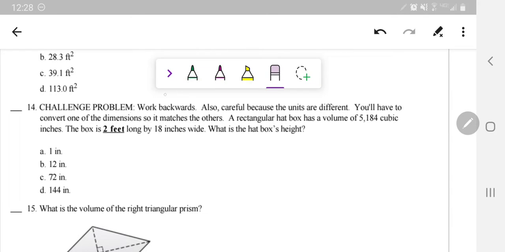Number 14 with this challenge problem. Woohoo! Let's read carefully. Work backwards. Also, careful because the units are different. You'll have to convert one of the dimensions so it matches the others.